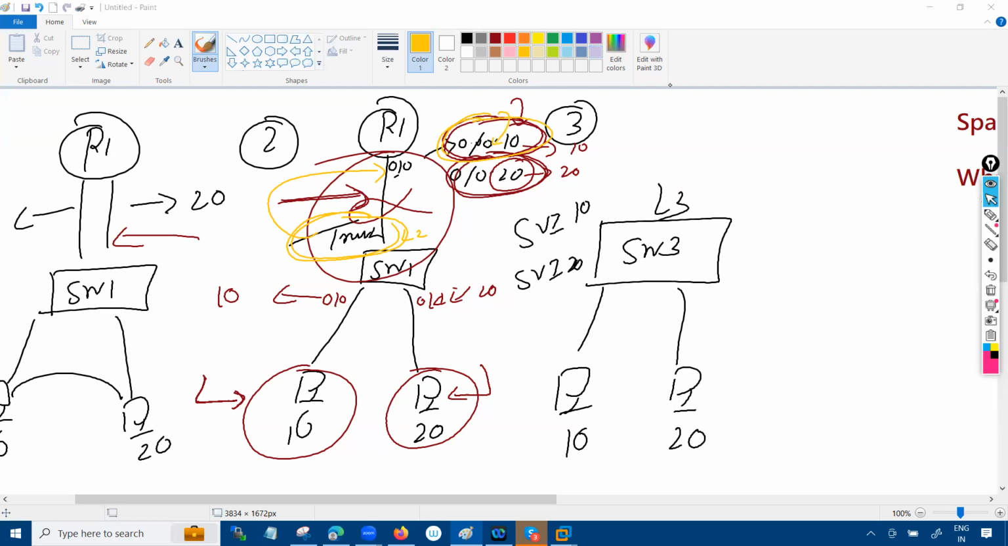Okay, so basically you did the switching, then you configured the trunk interface, then you did the inter-VLAN routing, and that's it. By doing all this, PC1 will be able to communicate with PC2. That's the whole scenario, right? Okay, great. That's fine. Thank you so much.